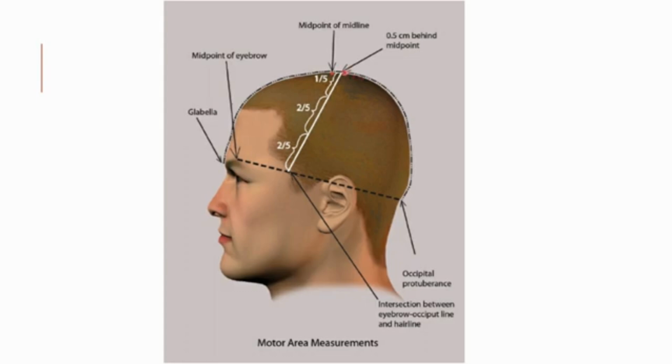The motor area runs from this point obliquely down to the point where the eyebrow-occipital line intersects the anterior hairline. The line of the motor area determines the angle and location of several other areas, such as the sensory area and chorea and tremor area.